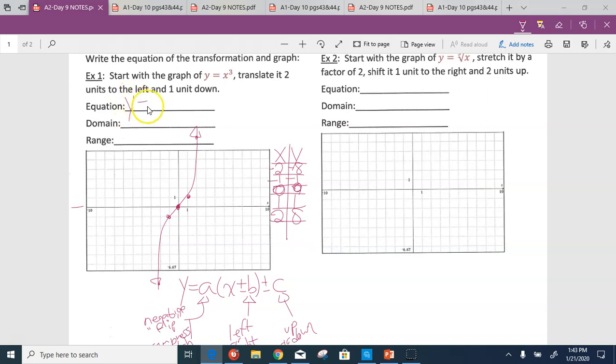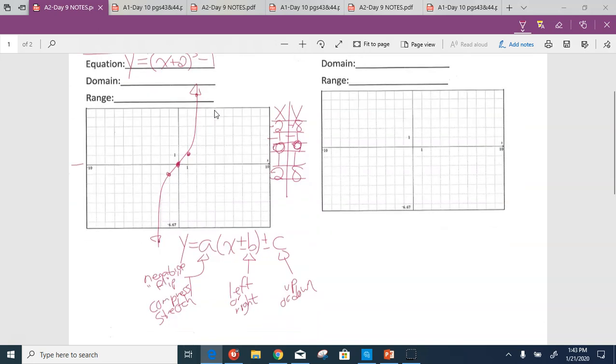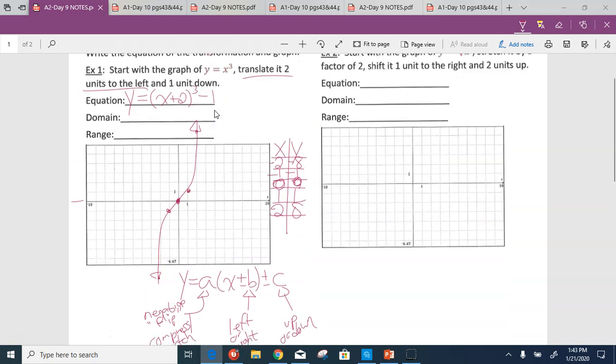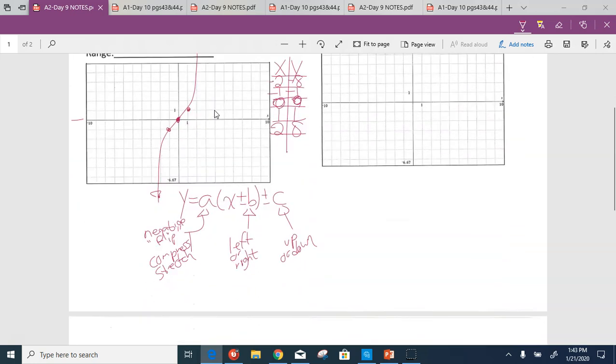So y equals, I have no mention of flipping or compressing or stretching, so I have no a value. I'll go parentheses x. I want to go 2 units to the left. Now left may seem like it's going to the negative direction, but actually it's going to be written as a +2. It's the opposite. We still have it to the third power, and now we're going to go 1 unit down. That means -1. So what I want to do first now is make a table for these new points. X plus 2 to the third power -1.